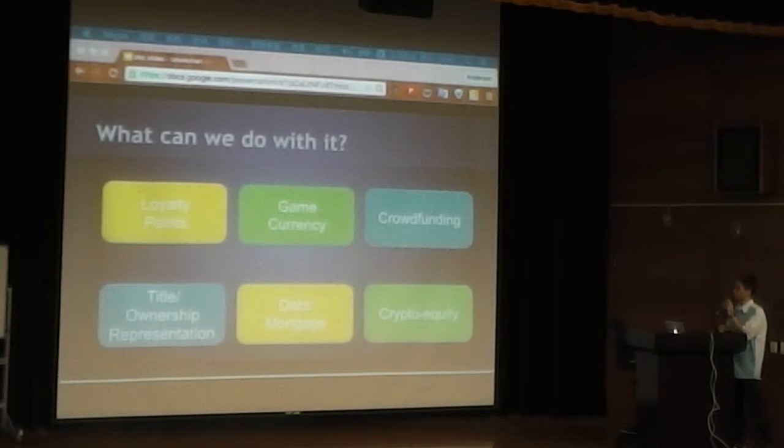Those titles' history cannot be faked. Debt and mortgage: you can basically represent the mortgage information or a debt on the blockchain on the DiQi system as well. And earlier I also mentioned the credit score thing, which may be helpful if you have this kind of history.